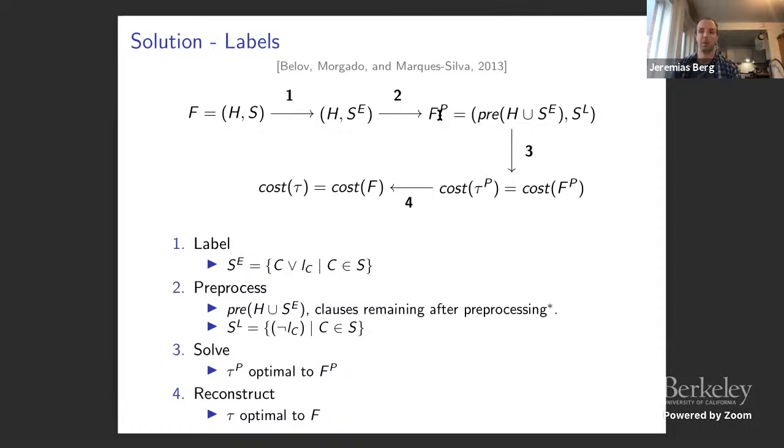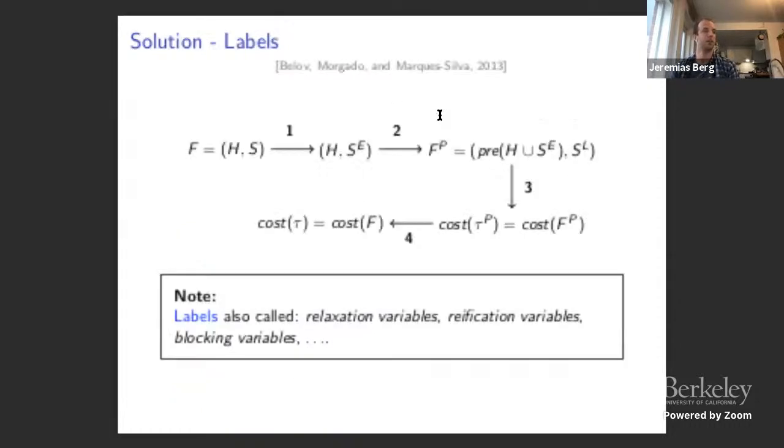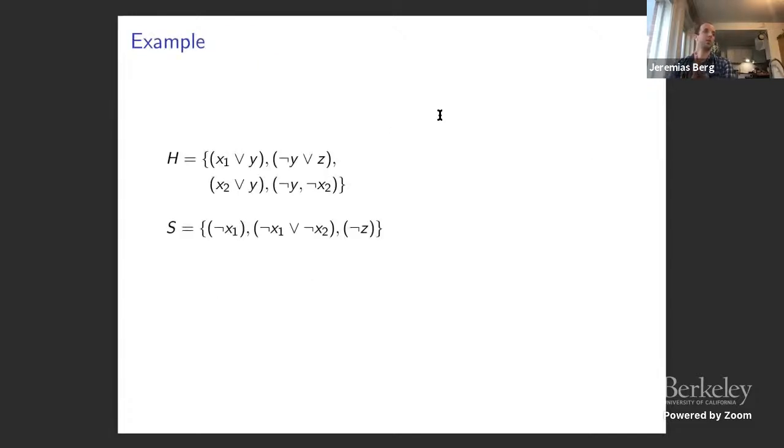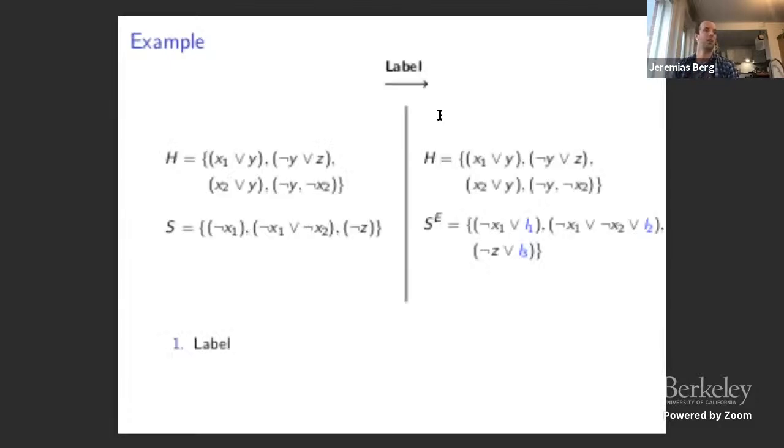So let's go back to the example one last time. I already mentioned this. Labels, I'm not sure I quite like the term. I'll use it here because that's what they used in the first paper. But you can think of them as relaxation variables or blocking variables. So now the same instance one last time. We have 3 soft clauses, so we take 3 label variables and add them to our soft clauses.